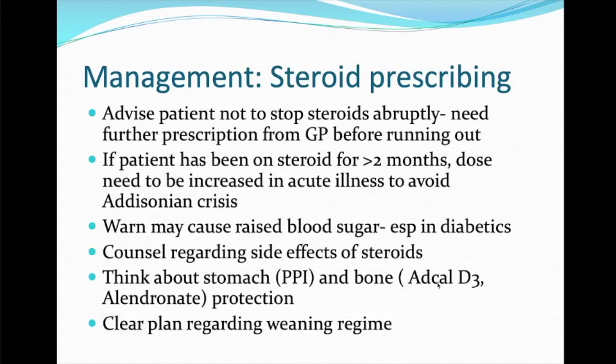So in terms of prescribing steroid, it's a treatment that needs a lot of counseling before we start it. So we should advise patients not to stop steroids abruptly. If they are running out of tablets, they need to make sure to get a further prescription from their GP. If they have been on steroid for more than 2 months, then the dose needs to be increased if they become acutely unwell to avoid an Addisonian crisis. And we need to warn them regarding the risk of raised blood sugar, especially in diabetics, and they would need to monitor their BMs more frequently. And we need to counsel them regarding side effects of steroids.